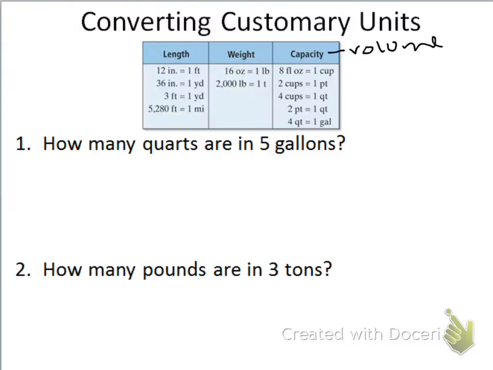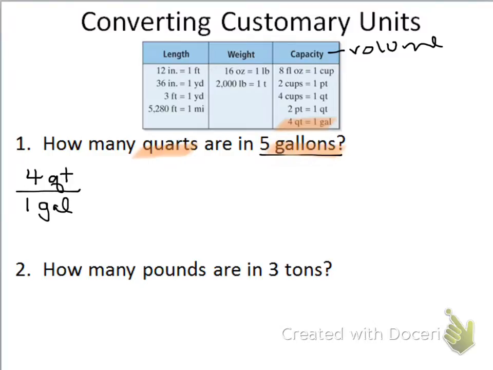The first type of question you'll have is a question like number 1. How many quarts are in 5 gallons? In order to approach this problem, we need to first see that the two units we're talking about are quarts and gallons. So we need to find on our capacity chart how many quarts are in a gallon. Now if I look on our chart, I see here where we have the quarts and gallons. So I know that there are 4 quarts in every gallon. So I'm going to write that as a rate over here. So 4 quarts in 1 gallon.